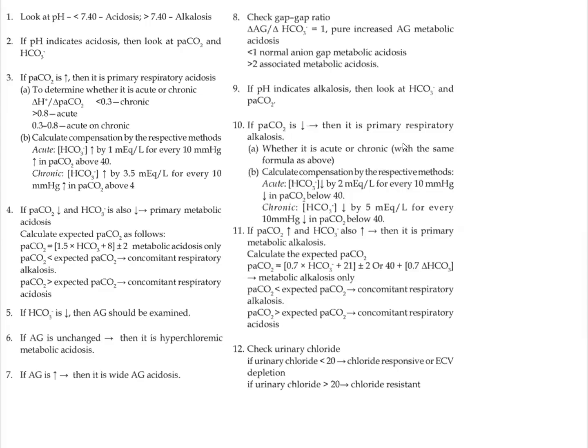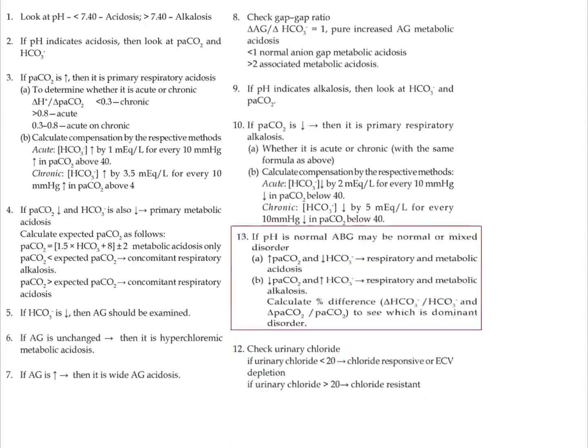Okay, so this is about your metabolic acidosis. If the primary is a metabolic alkalosis, then you have a formula which is 0.7 into bicarb plus 21 plus or minus 2. So these formulas should be just kept in your mind.